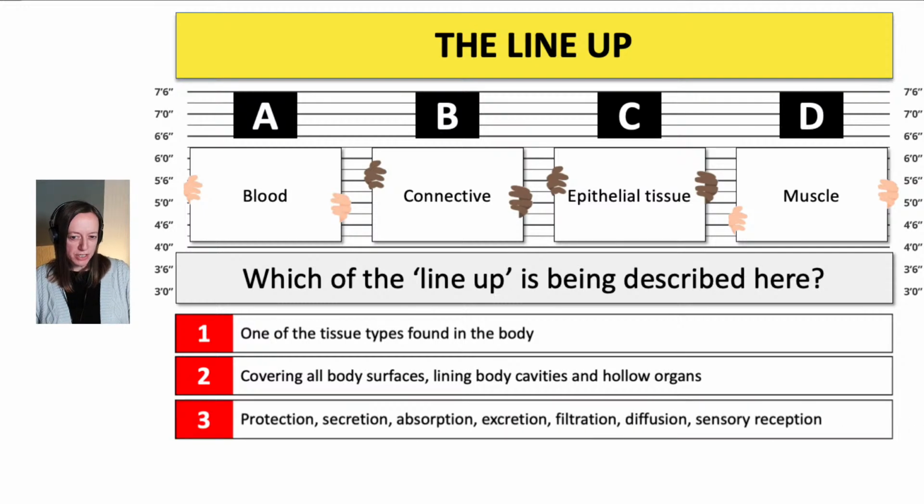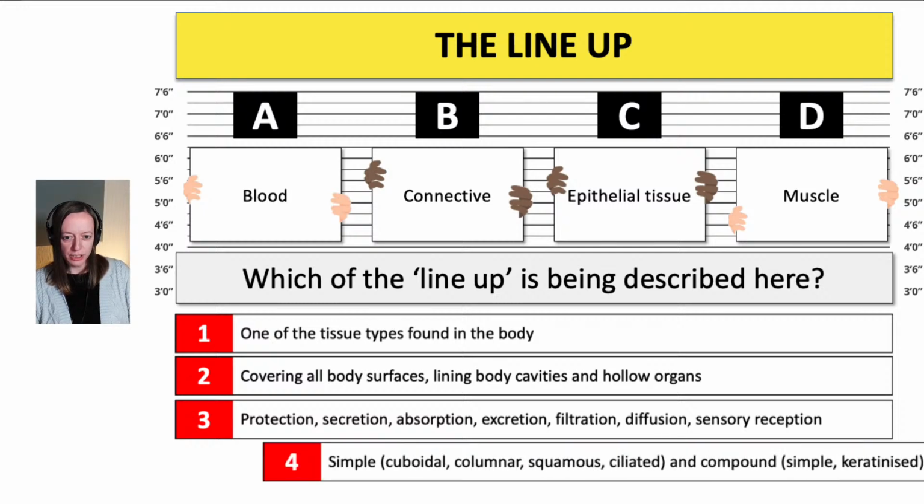So protection, secretion, absorption, excretion, filtration, diffusion and sensory reception. So this type of tissue has a lot of functions. Nima, do you think you're right with epithelial still? Does anyone else want to guess something else? So Samaya's saying C, epithelial. Favor's saying B, connective. Sam is saying C. Okay, let's do the final clue.